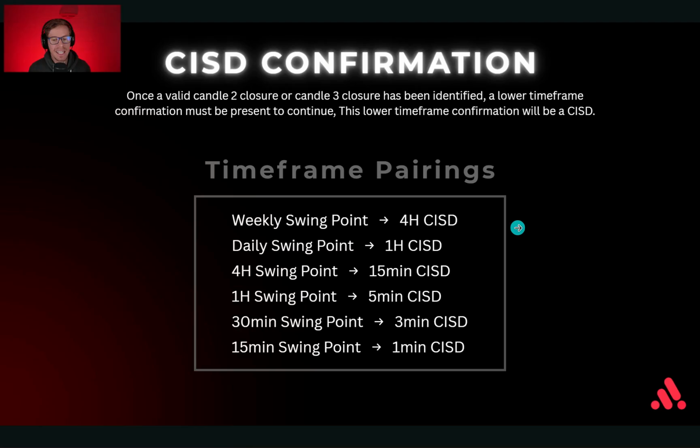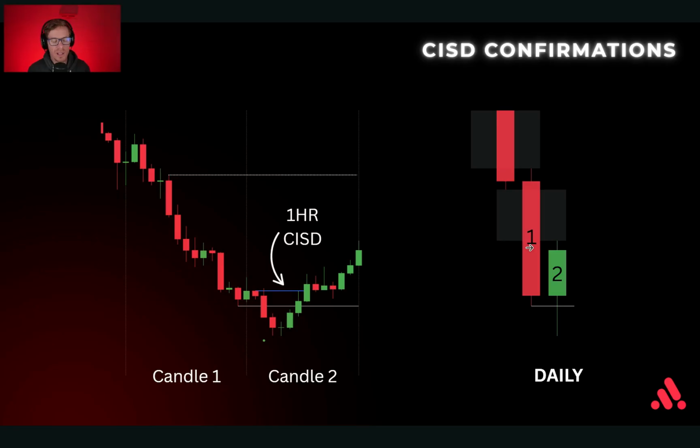So this is keyed into our model on the SMCX indicator and the different time variations we use to pair the higher time frame with the lower time frame. Here is an example of how it unfolds.